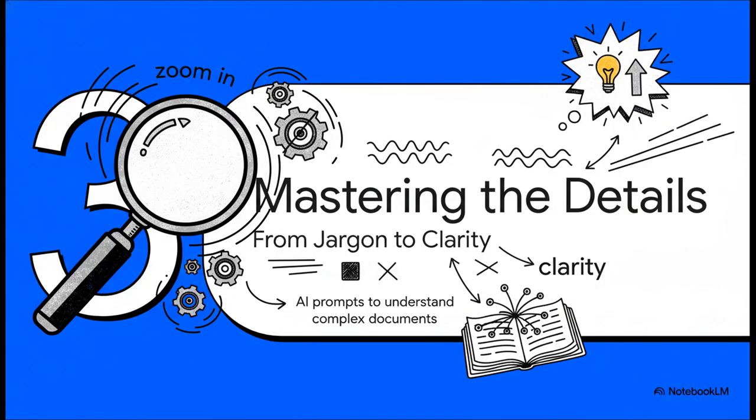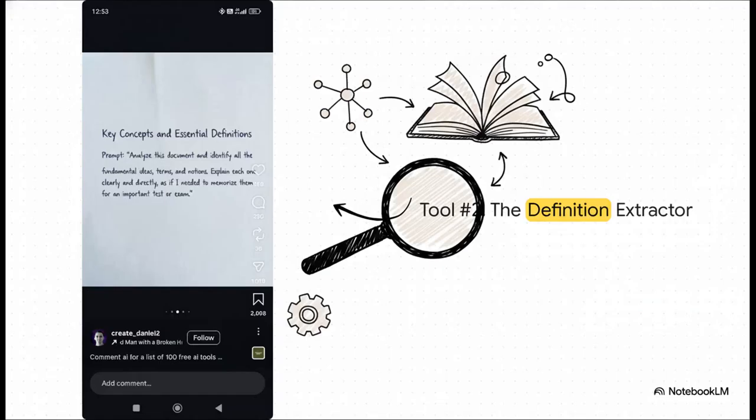Okay, awesome. So you've got the big picture. You see the whole map. Now, it's time to zoom in. Let's tackle the nitty-gritty details and turn all that confusing jargon into something that's crystal clear. And for that job, we're going to pull out tool number 2, the Definition Extractor.